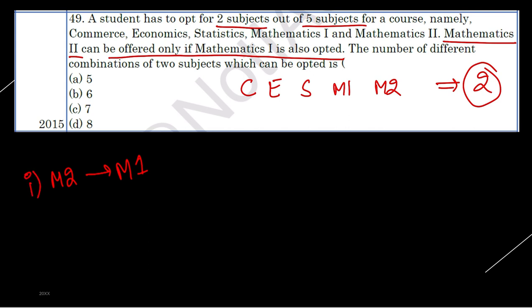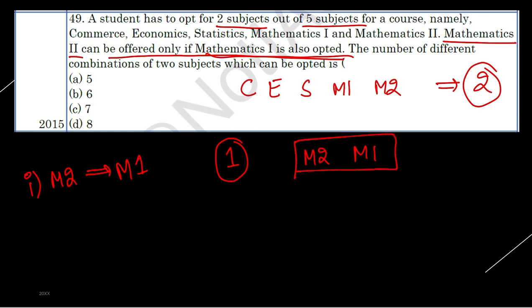Why? Because it is written that M2 is offered only if M1 is selected as the other subject. You cannot select M2 without M1. So that is one case. You select mathematics 2 as one subject and mathematics 1 as the other subject. Mathematics 2 and mathematics 1. This is the selection. One selection you can make.